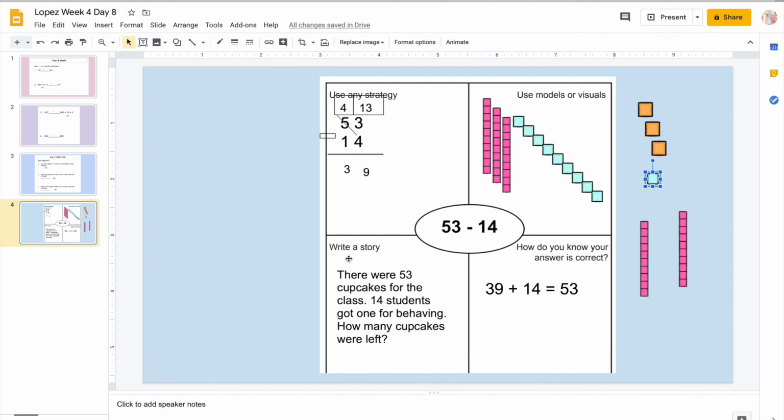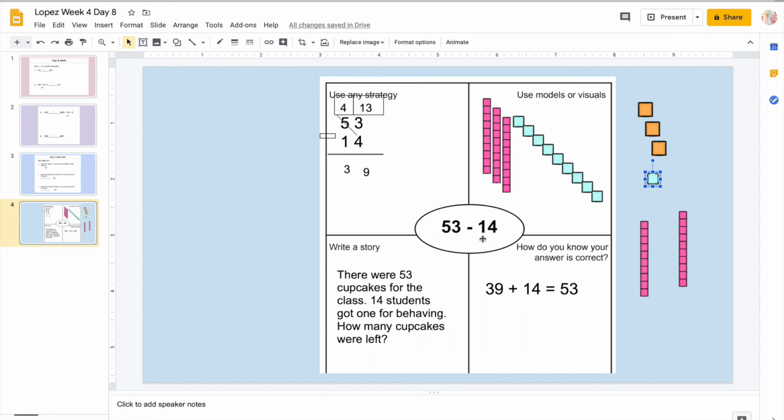Writing a story, again, just coming up with that word problem. We have 53 minus 14, so a word problem that represents that. Just an example, you do not have to use mine. You can use whatever you want. These are just to help you. There were 53 cupcakes for the class. 14 students got 1 for behaving. How many cupcakes were left? That is an example of how to write a story to represent an equation.